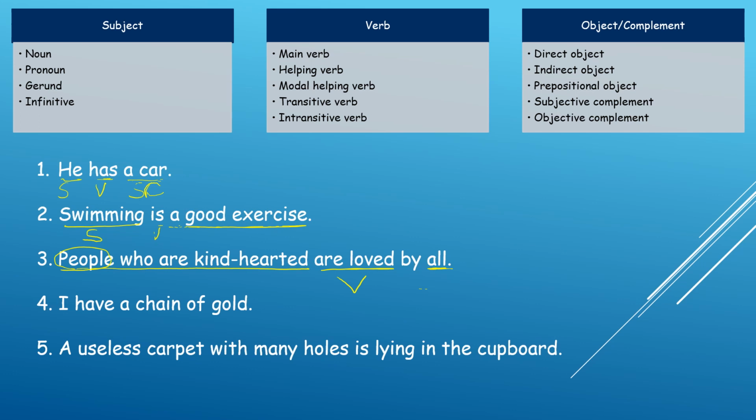I have a chain of gold. This is just similar to the earlier example. I have a chain of gold. So I is the subject, have is the verb, and it shows the possession. So again this is a subject complement. A useless carpet with many holes is lying in the cupboard. A useless carpet with many holes is our subject. Here what is our main word? Carpet. So carpet is the subject word, is lying is the verb, and this is again a complement, subject complement.